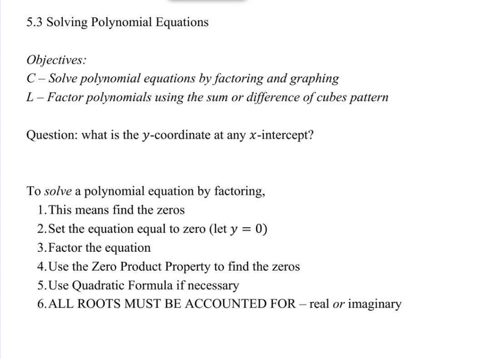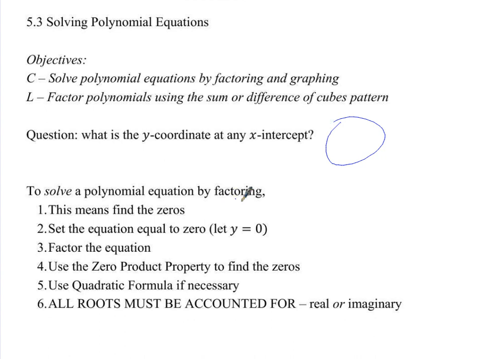So here we go. What is the y-coordinate at any x-intercept? 0. X-intercepts are where the graph crosses the x-axis. And where the graph crosses the x-axis, the y-coordinate must be 0. That concept right there is critical that you understand. That is why we set our equations equal to 0 when we're trying to find roots or zeros or solutions.